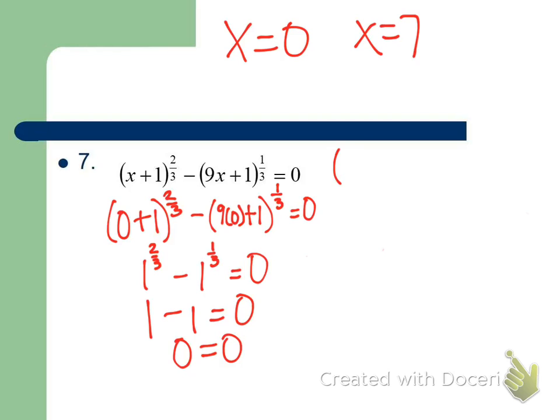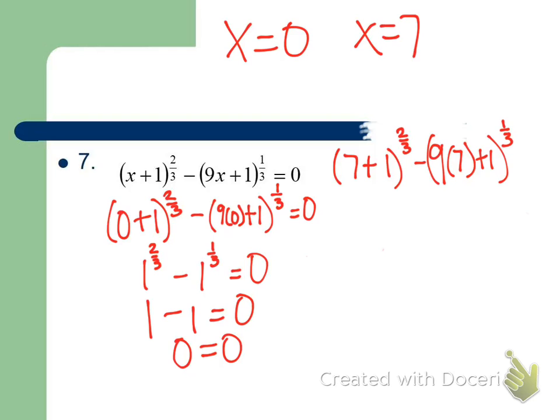What am I plugging in now? 7. We're plugging a 7 in for X. 9 times 7 plus 1 to the 1/3. 7 plus 1 is 8, so we have 8 to the 2/3 power. I will recommend we change that to a radical next. What about 9 times 7? 63 plus 1. 64.